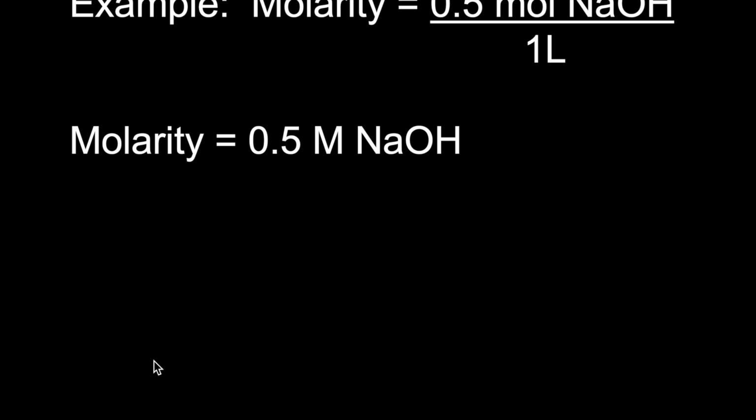So one example here: if I have a half mole, again, that's kind of like saying if I have a half a dozen of sodium hydroxide, I have a 0.5 molar sodium hydroxide. So you'll say the number, you say the unit, and then the substance right after that.